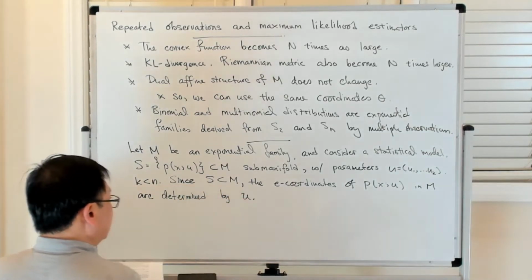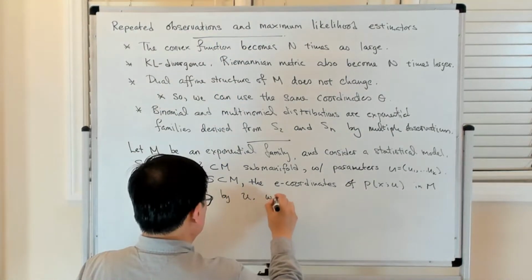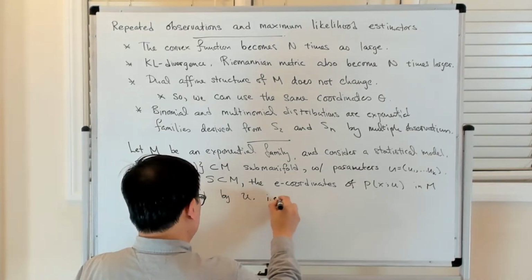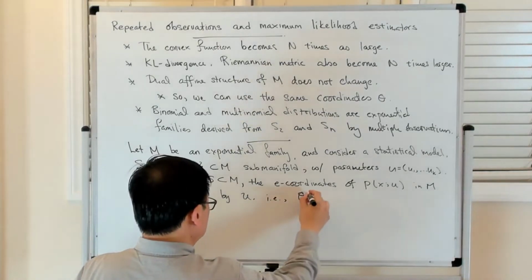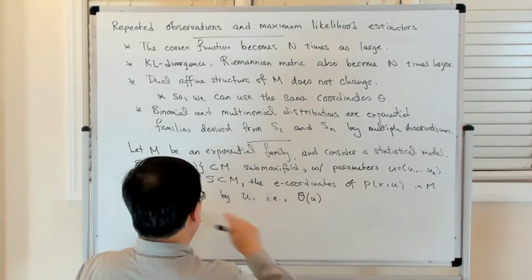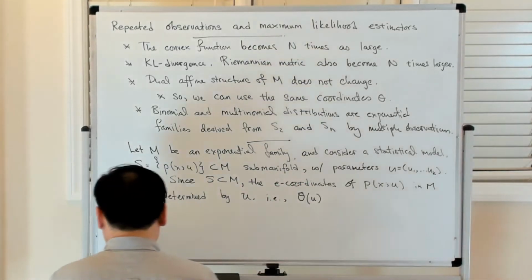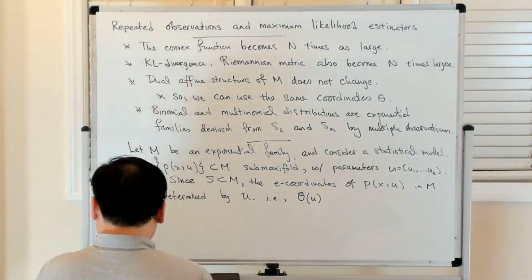Okay, which is to say that the E coordinates were the theta coordinates, if you will. So this basically means that I can write the theta coordinates in terms of these coordinates on this submanifold, or the parameters on the submanifold.